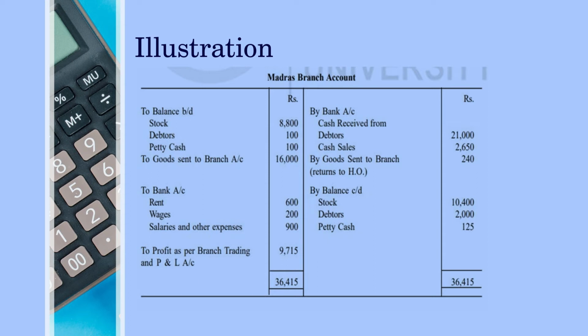Goods sent to branch 16,000 is also given. Kindly check it. Goods sent to branch was 20,000. Loading was 1/5, so 1/5 is 4,000. If we subtract 4,000 out of 20,000, it comes to 16,000.